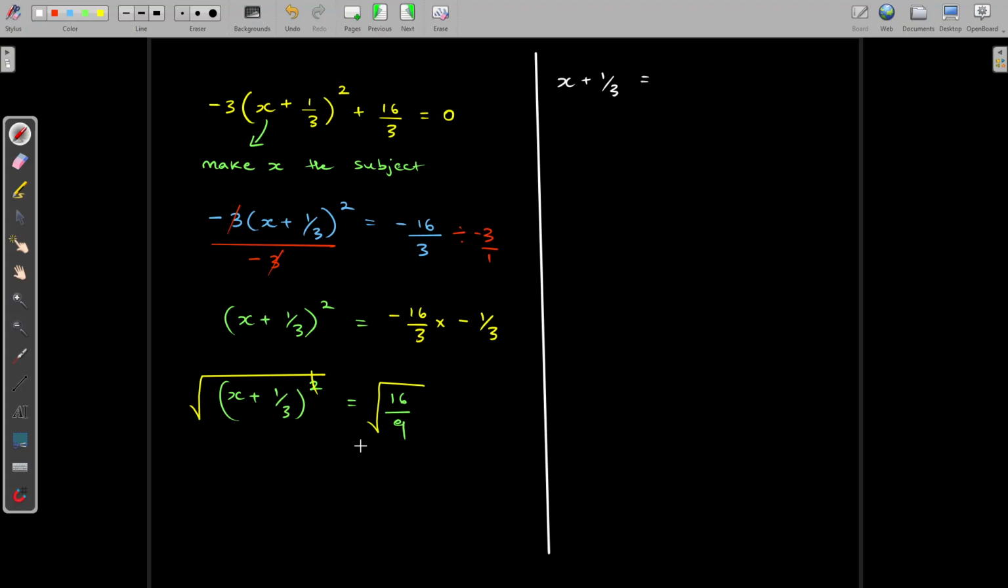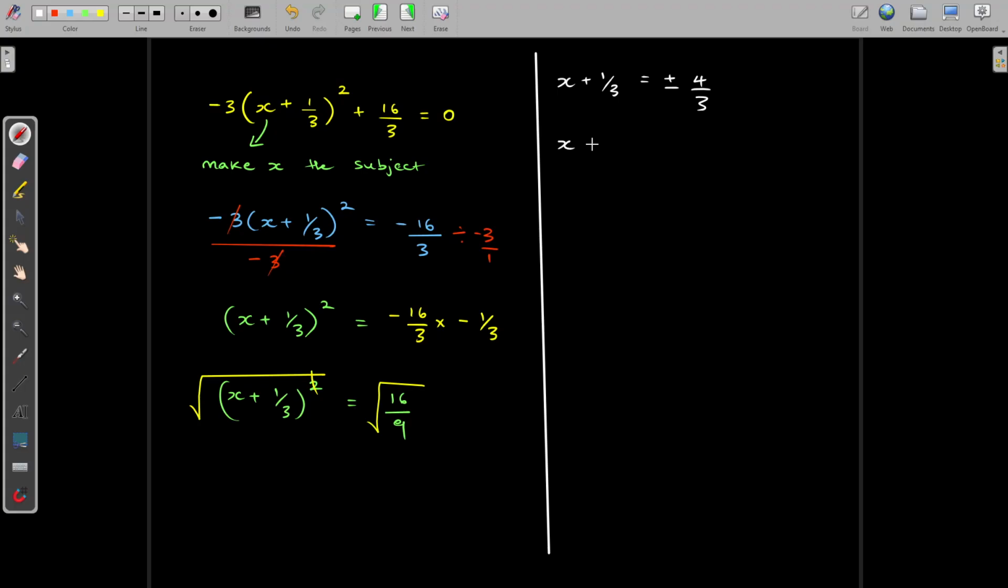When we're solving an equation for an unknown variable and we're taking the square root, we must always use the two possible solutions. So when you take the square root of a number, we have a negative and a positive solution. So that would be 4 over 3.